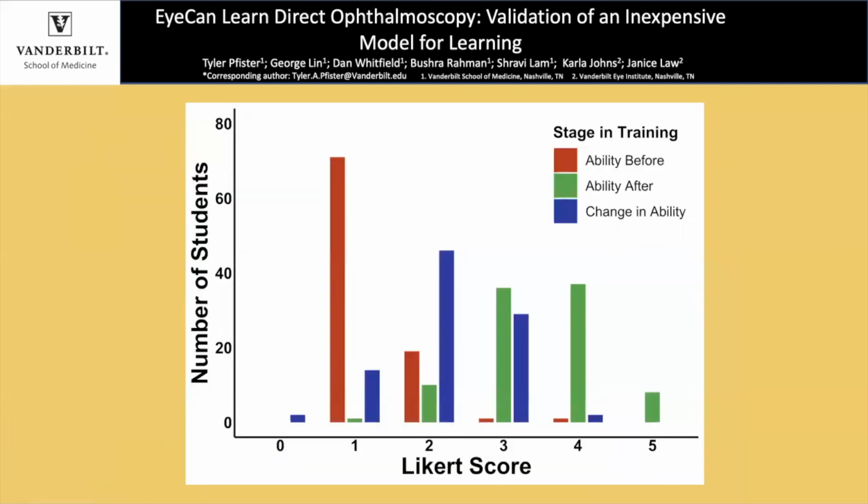We asked them about their self-reported abilities, and as you can see here, most of them had very low ability initially, which increased after they went through training.